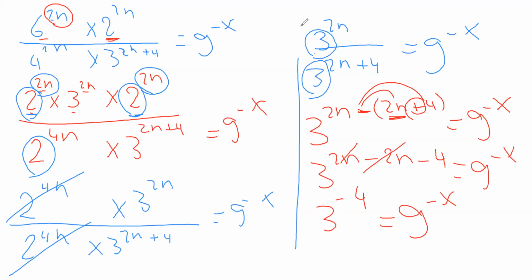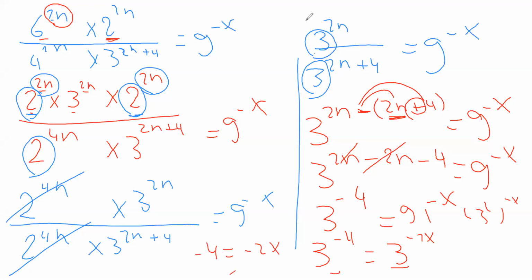I want to complete it. I have 9. What will I do to 9 to make it 3? I will make 3 power 2, for example. 3 power 2, then 3 power 2 all power negative x, directly 3 power negative 2x. There is no place here. The bases are equal, so negative 4 equal negative 2x, so x equals negative 4 divided by negative 2, which is equal positive 2. Okay? Is it easy or something difficult?